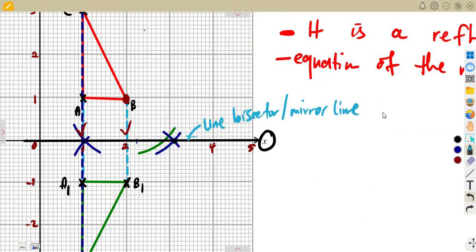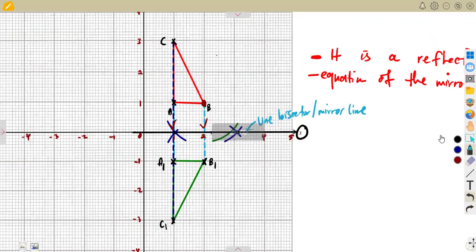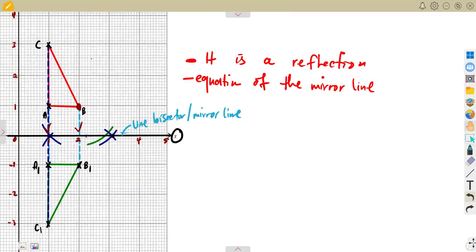So if it is the mirror line, what is the equation of this line? This is the x-axis. What is the equation of the x-axis? We know that the equation of this line is y = 0. So the equation of the mirror line is y = 0, or along the x-axis. So to describe a reflection fully, it is a reflection, then you state the equation of the mirror line.